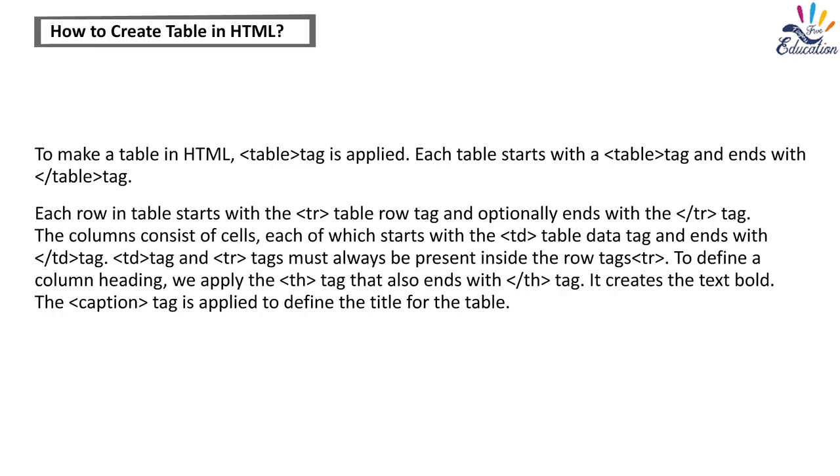Each row in a table starts with the tr table row tag and optionally ends with the /tr tag. The columns consist of cells, each of which starts with the td table data tag and ends with the /td tag. The td tag and th tags must always be present inside the row tags tr. To define a column heading, we apply the th tag that also ends with the /th tag.